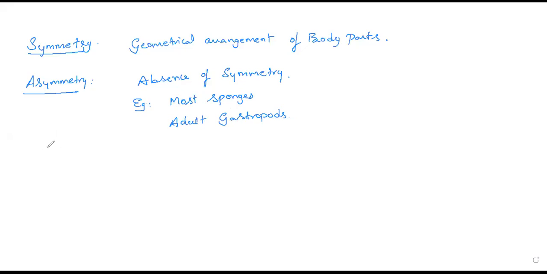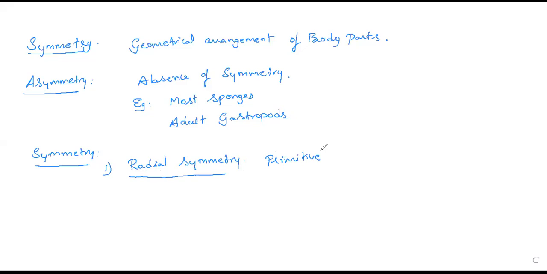Now let us go for the types of symmetry. Symmetry, I told you, is the arrangement of body parts in a geometrical design. In that, the first one is radial symmetry. Here in radial symmetry you have to remember one thing, that the body can be cut into equal halves passing through any plane. Radial symmetry is the most primitive type of symmetry.